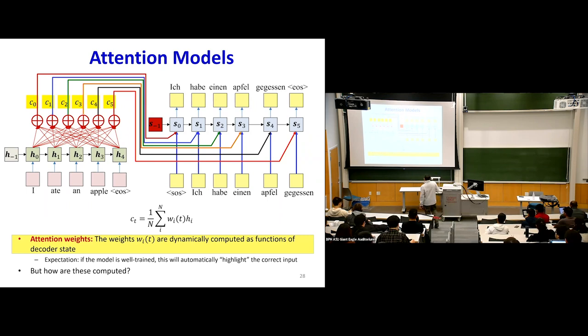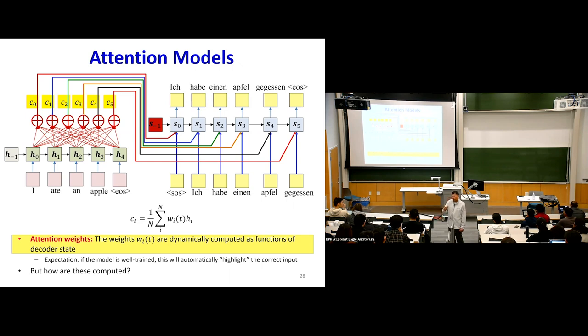And the expectation, these are dynamically computed as functions of the decoder state in the sense that at each time, you can't just arbitrarily choose, right? Specifically, what word you're going to output now also depends on what words you have output in the past. So these are not fixed. You don't know how long the output is going to be. You don't know how long the input is going to be.